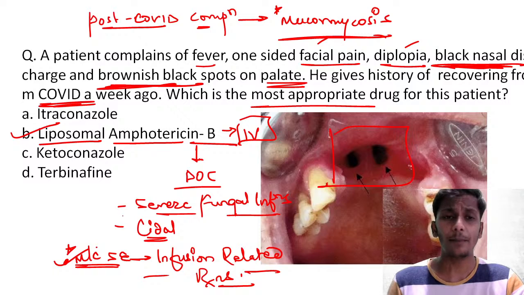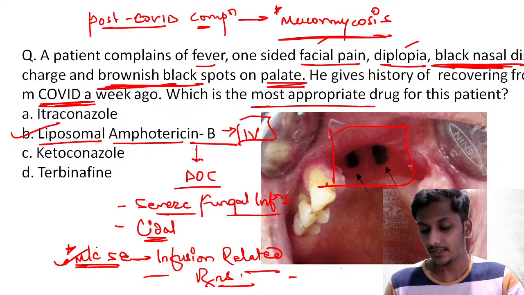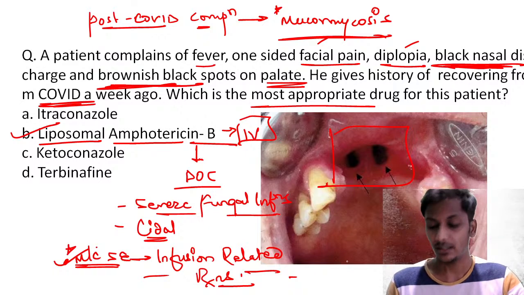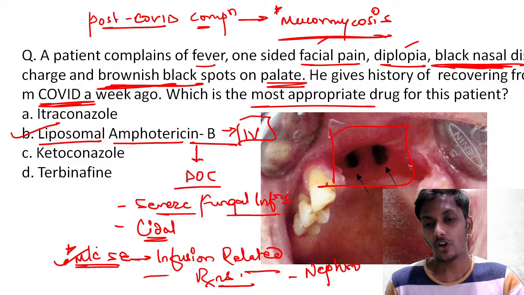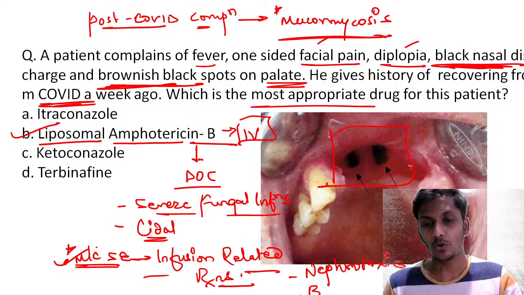Other important side effects of LAMB we have discussed. It was one among the fat PSV. मतलब it is a nephrotoxic drug. Important. And it also causes bone marrow suppression.